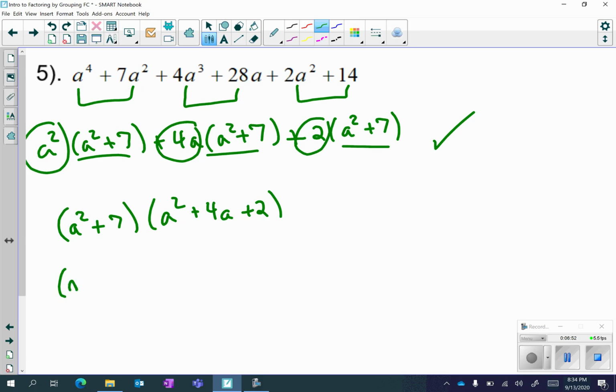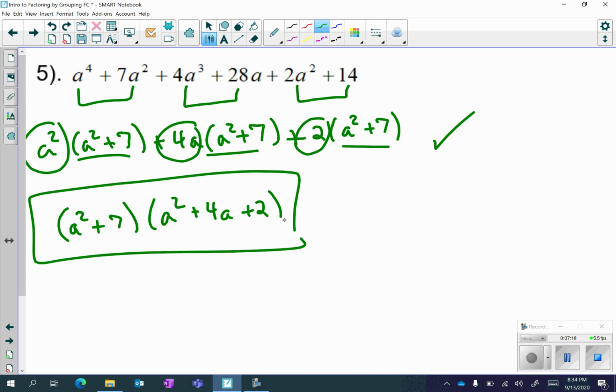Now, a squared plus 7 can't be factored. However, check to see if this can be factored. Do we have 2 numbers that multiply to 2 and add to 4? And it doesn't look like we do. So, clearly, since nothing can be factored anymore, you are done.